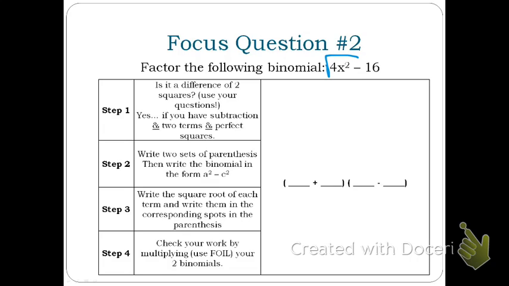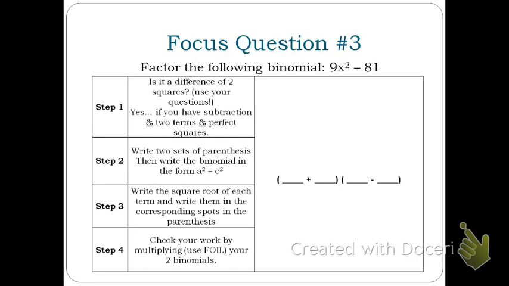So is 4 a perfect square? It's 2 squared, right? So the square root of 4 is 2, so you write in 2 and 2. And is our variable to an even power? It is. So the square root of x squared is x, because x times x equals x squared. And then the square root of 16, which is 4. 4 and 4. And we have our plus and minus signs in between. I know they're already written in there, but I just want to re-emphasize them. So that is this problem factored out.